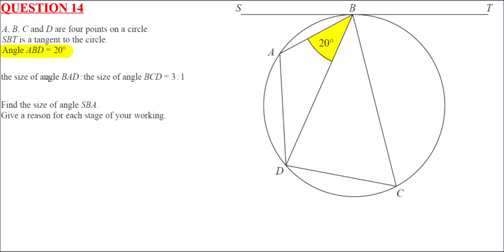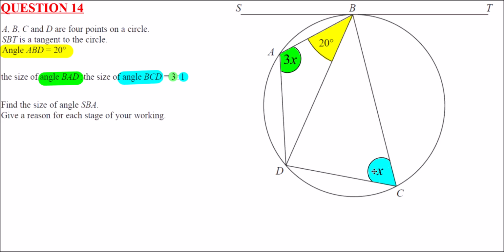And we're then told that the angle BAD to angle BCD is in the ratio 3 to 1. So if I colour in angle BAD in green, which is this one, and the angle at BCD is this one here, they're in the ratio of 3 to 1. So I'm going to call this angle at A 3x, and this one down here just 1x.